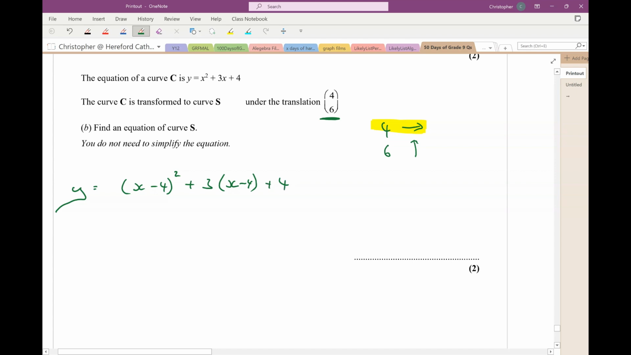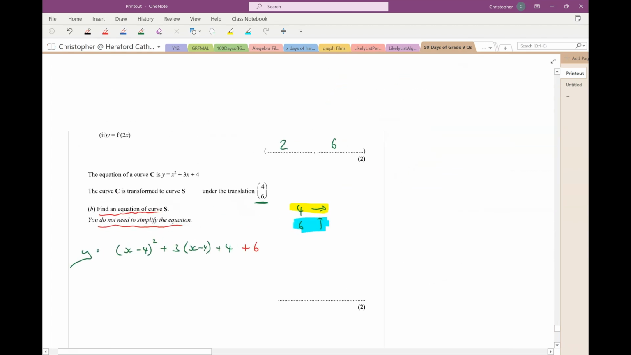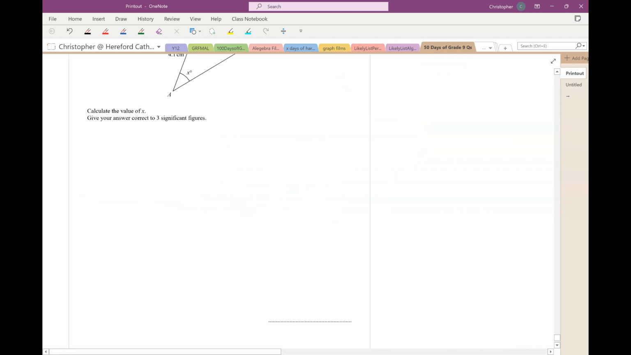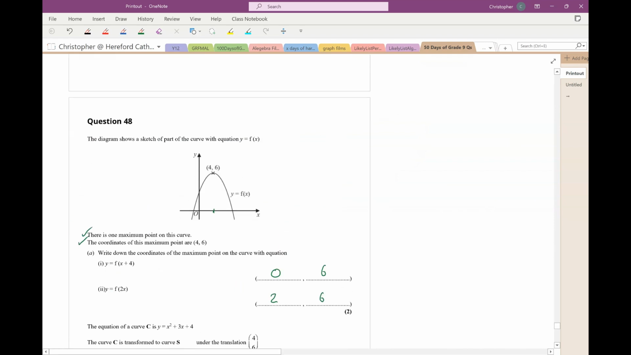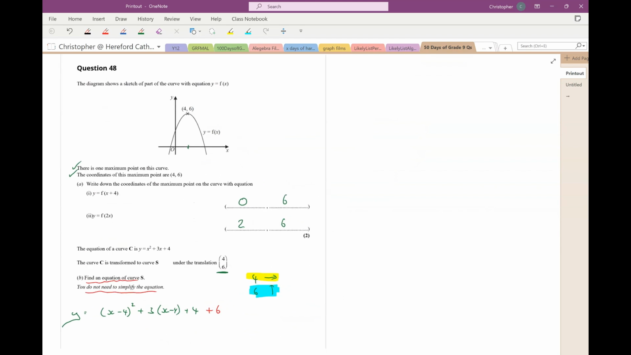Right, now what about dealing with this movement? The curve is translated by 6 units up, so I'm going to have a plus 6 at the end here. It says, find an equation of the curve S. You do not need to simplify the equation. So I think that's my answer done. Okay, and that is question 48 complete.